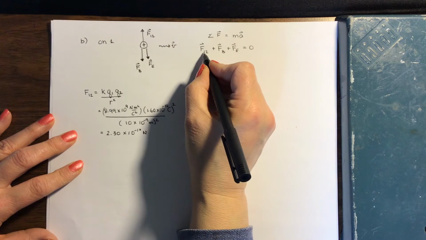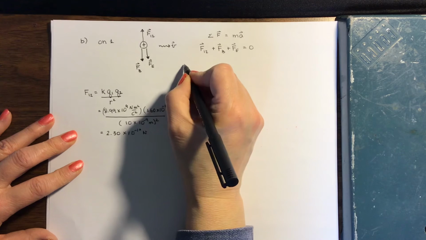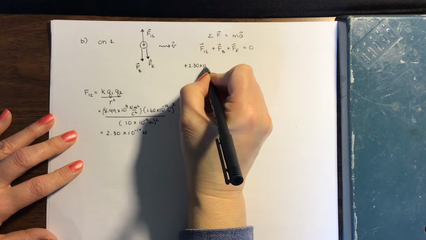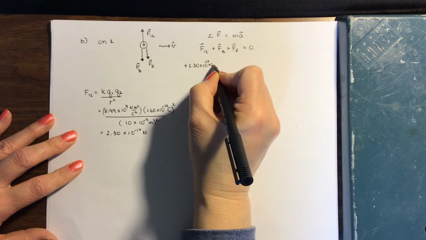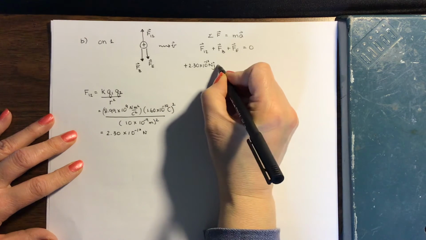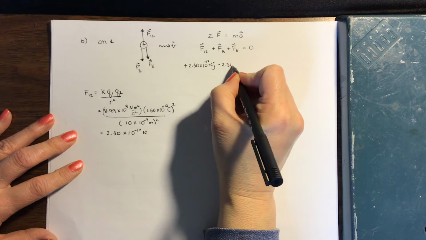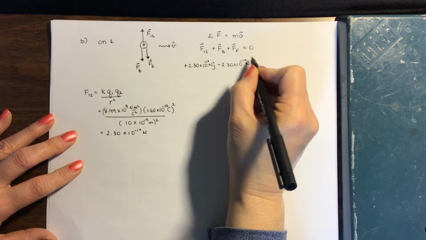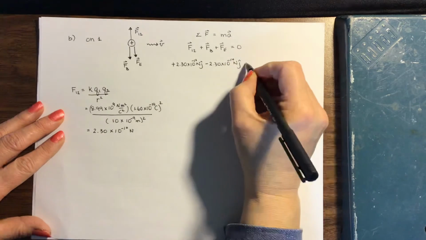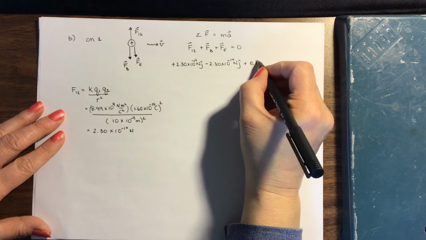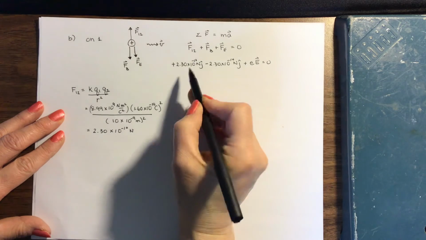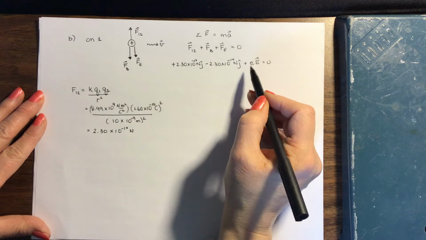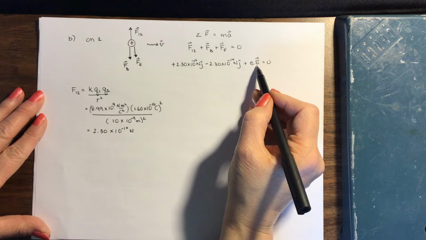So for my Coulomb force of repulsion between them, I have plus 2.30 times 10 to the minus 12 newtons, J hat. My magnetic force was minus 2.30 times 10 to the minus 14 newtons, J hat. For my electric force, that's my charge, E, times my electric field, and the sum is 0. Notice I've been very careful about my vector notation. That means when I solve for E, this solution will give me the direction of the electric field.